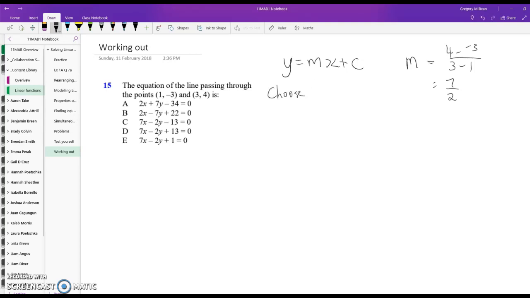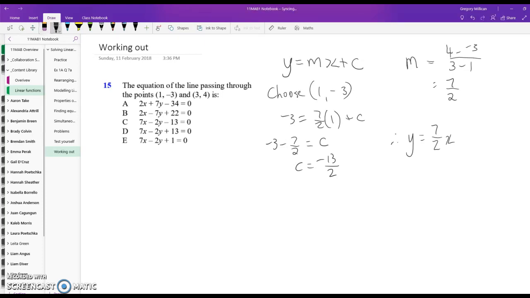I pick a point, so I'm going to choose the first point, 1, negative 3. So I'm going to have negative 3 is equal to 7 over 2 lots of 1 plus c. So negative 3 subtract 7 over 2 is equal to c. So c is negative 13 over 2. Check that yourself if you're not sure. So then we have our equation: y is equal to 7 over 2x minus 13 over 2. Now, there's our y equals mx plus c form.